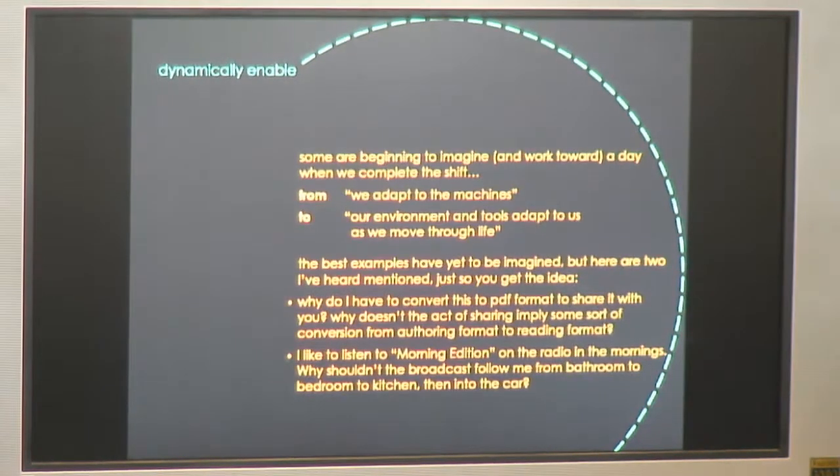So there's a couple of examples. When you share documents with people, oftentimes you will convert the document to a PDF file and then email it to the person. Wouldn't it be much more sensible if the computer knew that you want to share a document, and when you attach the document to your email, it automatically converts it to a PDF regardless of format and sends it to them? Or when you're listening to the radio, say your morning edition this morning, and then you go from the bathroom to the bedroom to the kitchen and into the car, shouldn't your radio in those different areas know what you're listening to and automatically tune to that station and send the music to you? In fact, this is automatically happening a little bit.